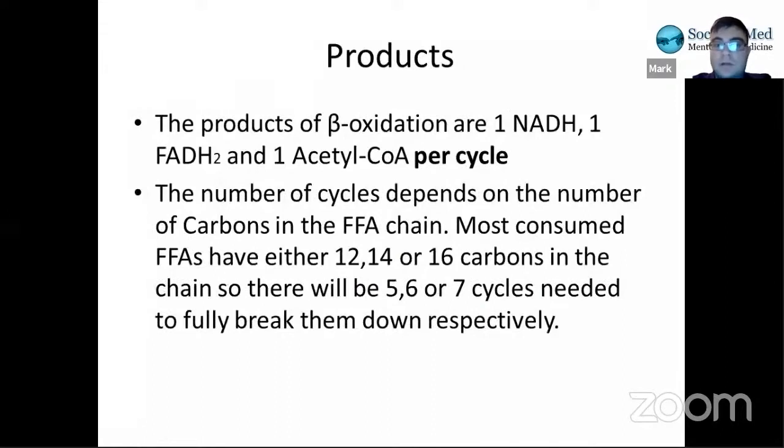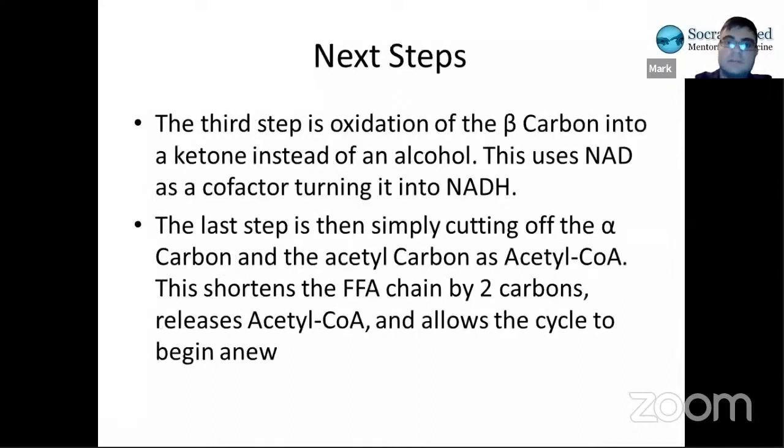From here, the products of beta oxidation are 1 NADH, 1 FADH. Oh, wait, I believe I skipped. Yeah. So the third step is oxidation of the beta carbon into a ketone instead of an alcohol. So again, I mentioned we have to make an acyl carbon, which is a double bond O. Right now we have an alcohol, so we need to make that into a double bond O. This is called the ketone, right? And again, we're oxidizing alcohol into ketone. This uses NAD as a cofactor, turning it into NADH.